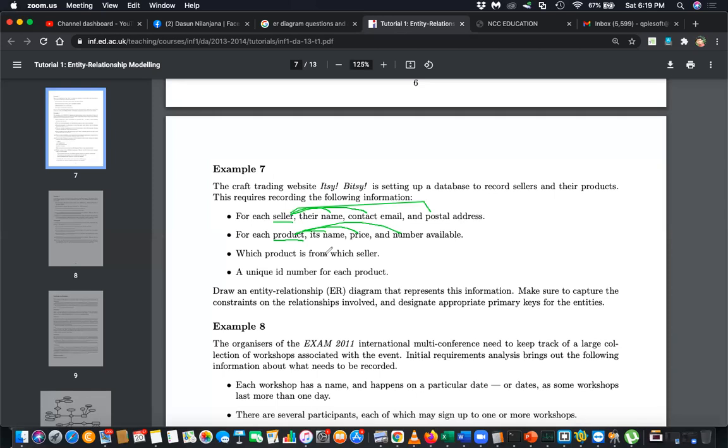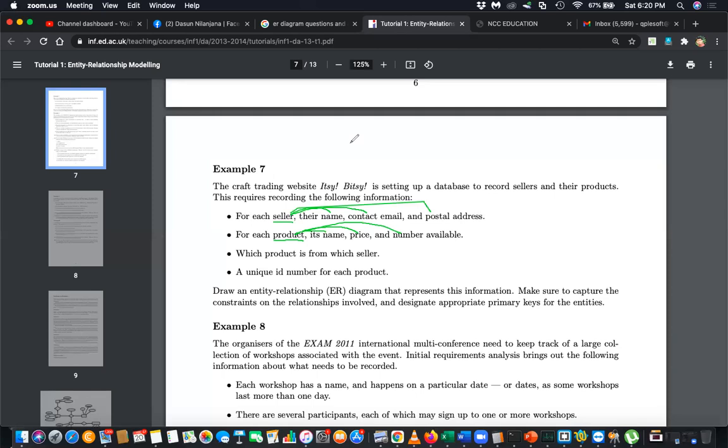Can many sellers sell one product? What do you think? Can a seller sell many products? Can one seller sell many products? Yes, one seller can sell many products. On the other hand, one product can be sold by many sellers. That can be possible, but when you consider a single product, that product cannot be sold.